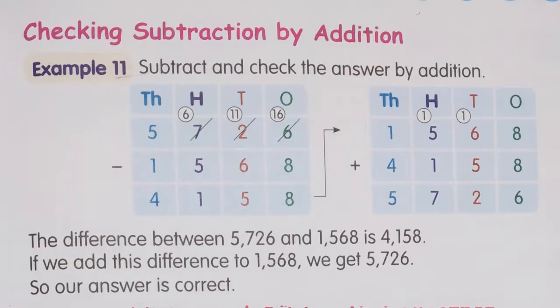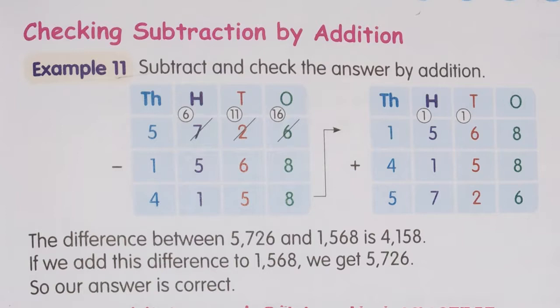Now checking subtraction by addition. Now we take one example. Subtract and check the answer by addition. Here we are seeing two numbers are given. Upper number is 5726 and the other number is 1568. If we subtract 1568 from 5726, we get 4158. The difference between 5726 and 1568 is 4158.